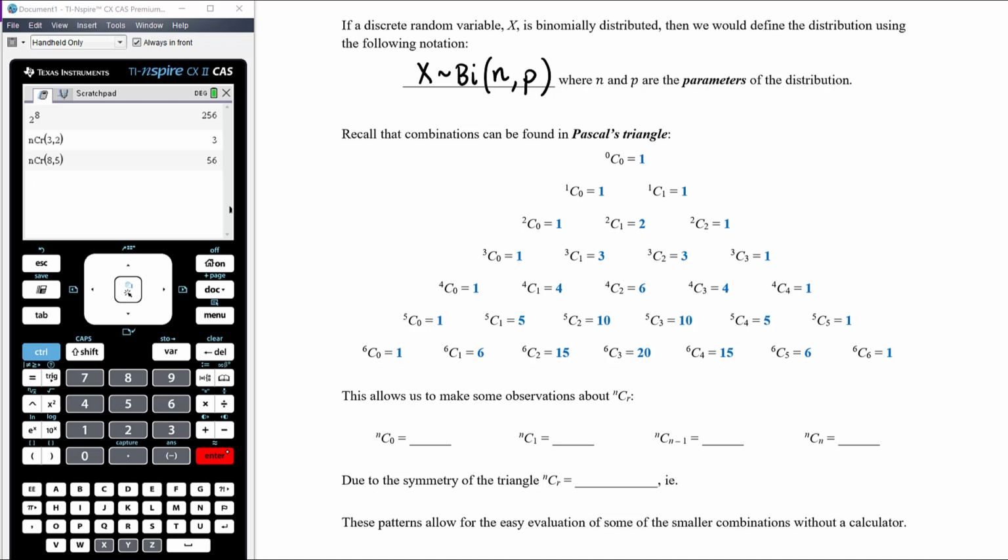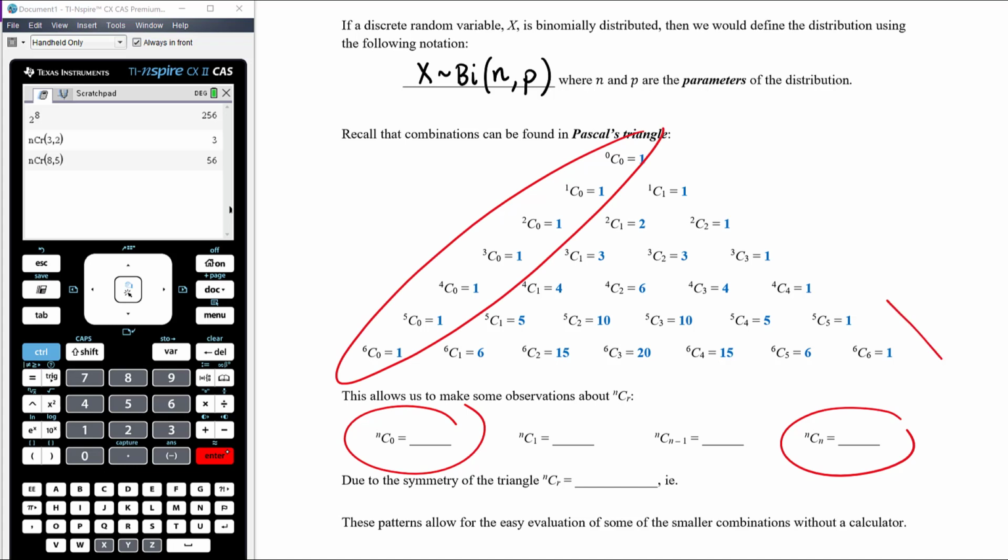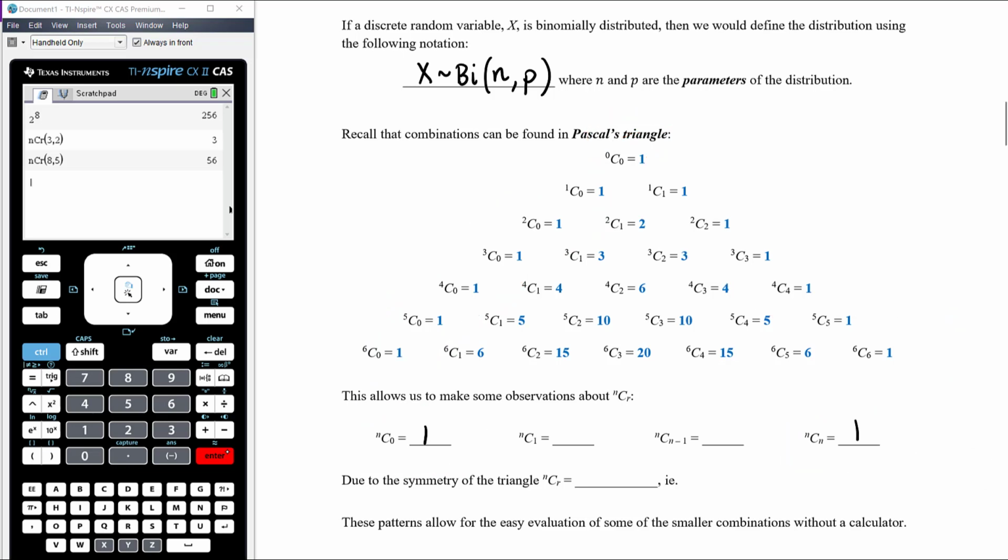Thinking about Pascal's triangle, though, also allows us to make some observations about nCr. The first is these two things, which are sort of the same. Anything choose 0, if we look at the left diagonal, is always 1. We also know from the right diagonal that anything choose itself, 0 choose 0, 1 choose 1, 2 choose 2, 3 choose 3, 4 choose 4, n choose n, is also always 1.